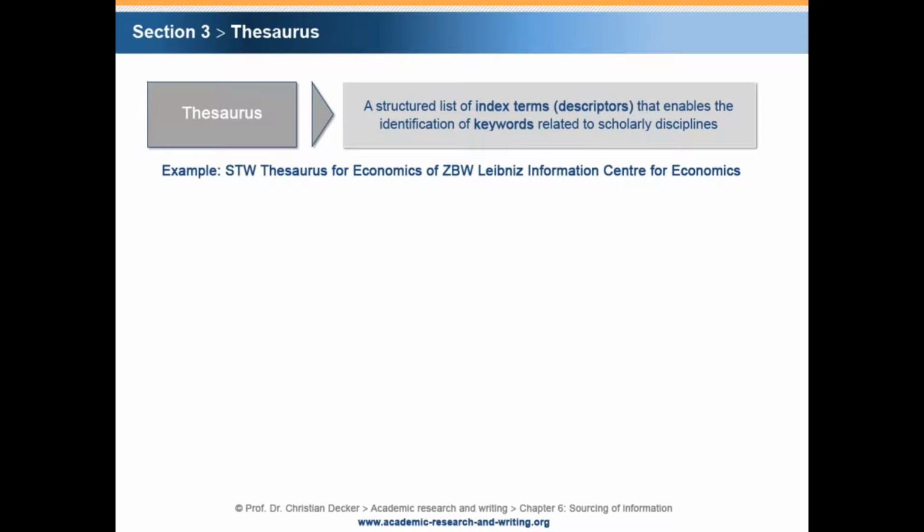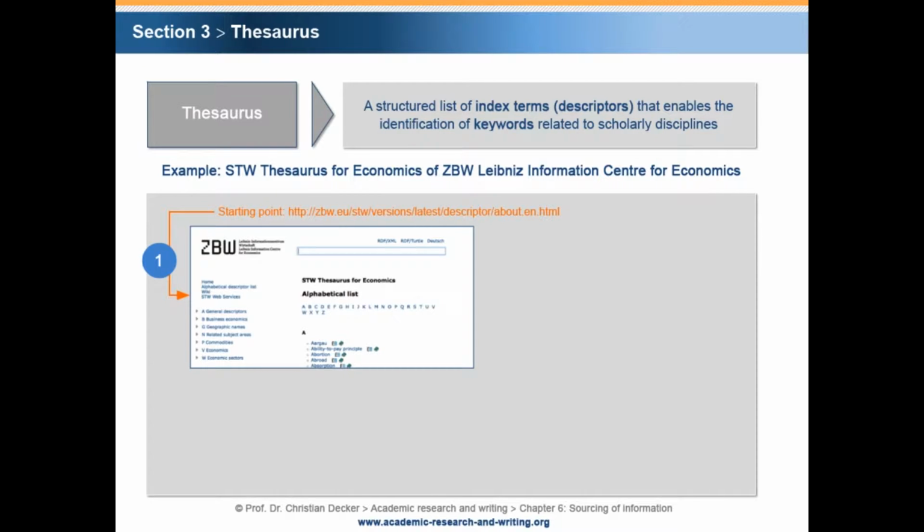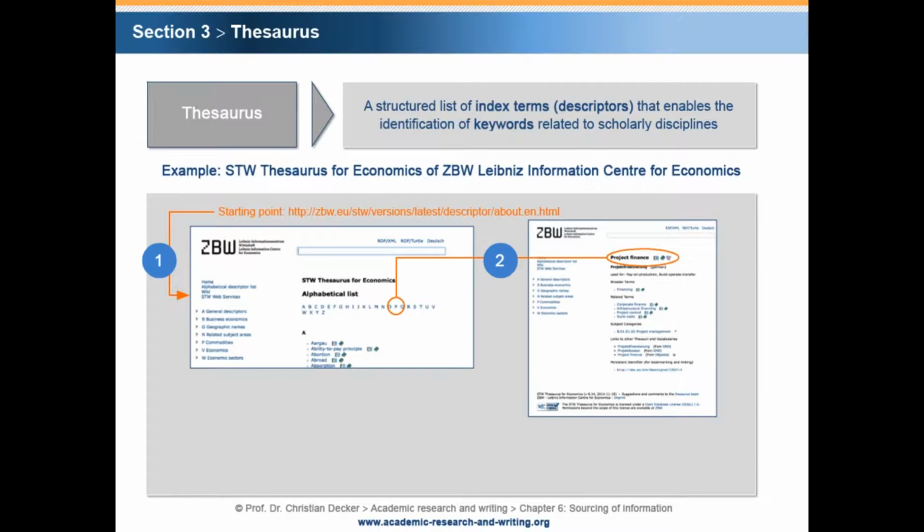The following example uses the STW Thesaurus for Economics of ZBW Leibniz Information Center for Economics. First, an alphabetical list of standardized descriptors of the STW Thesaurus for Economics can be accessed via the Internet. Second, headwords from the sample topic are project finance. In the alphabetical list, a corresponding descriptor that is entitled project finance can be found. In this case, the headwords project finance are simultaneously keywords.